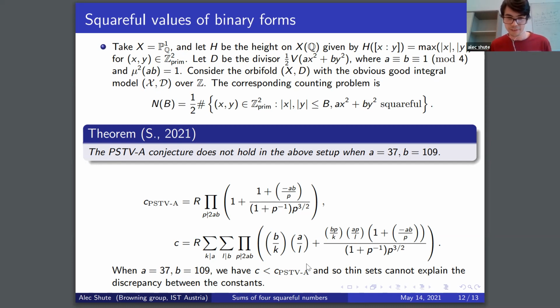This shows that C is strictly less than C_PSTV-A, and then you can remove as many thin sets as you like, but that's only going to further reduce the constant C, and therefore thin sets cannot explain the discrepancy between these constants.